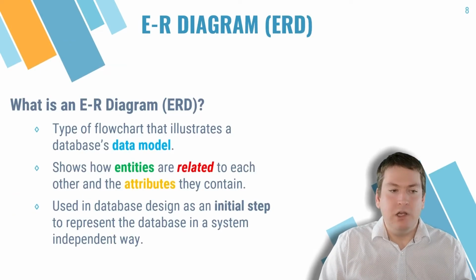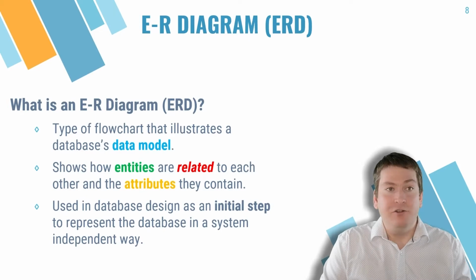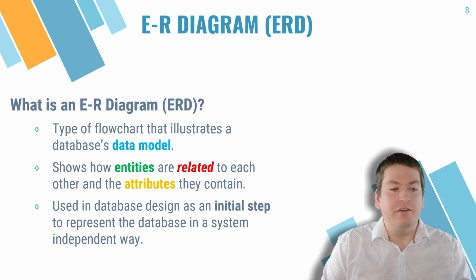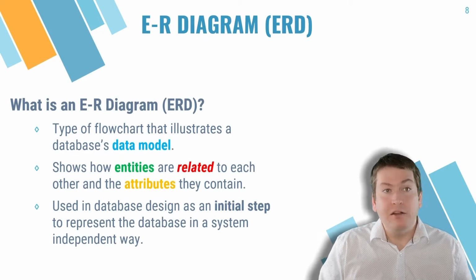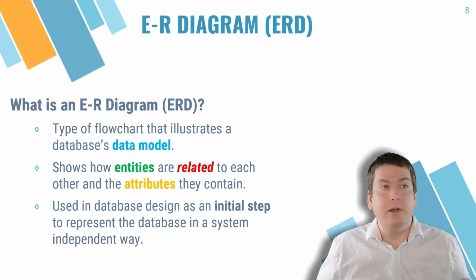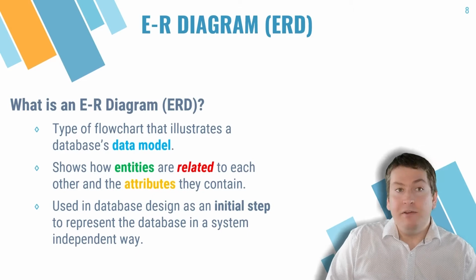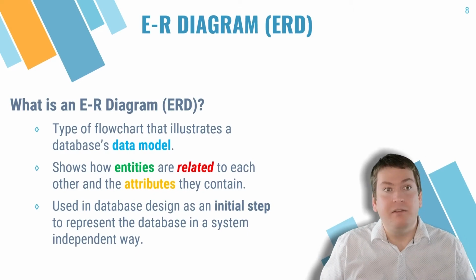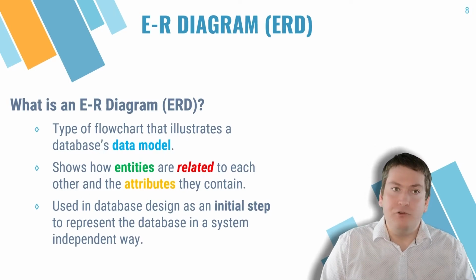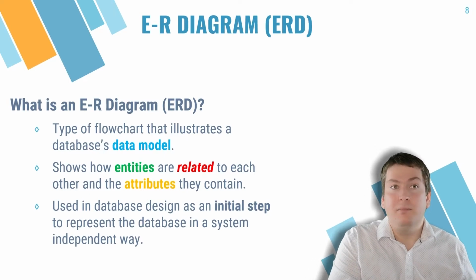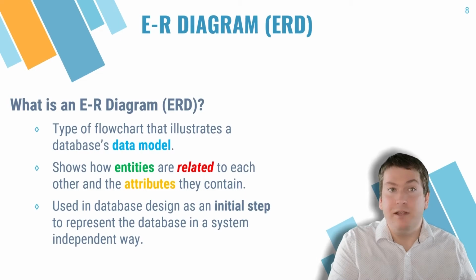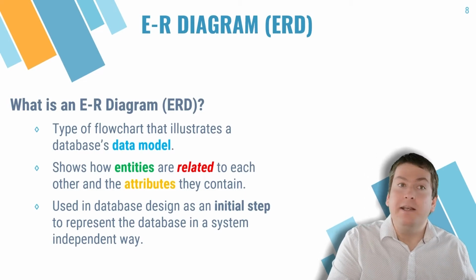Now that we have that out of the way, we can talk a little bit more about entity relationship diagrams. So what is an entity relationship diagram, or an ERD? It's a type of flowchart that illustrates the database's data model. So that's sort of the metadata or the structure behind the database. We often use this as part of the development of the database before we've even created the database. So the process usually goes: we ask the users, the people who are actually going to be using the applications that use this data, what sort of data they need to store.